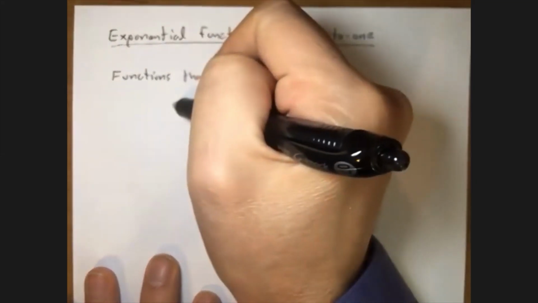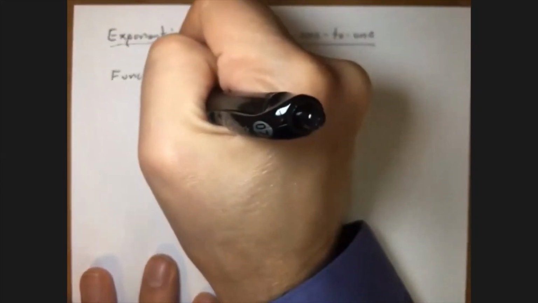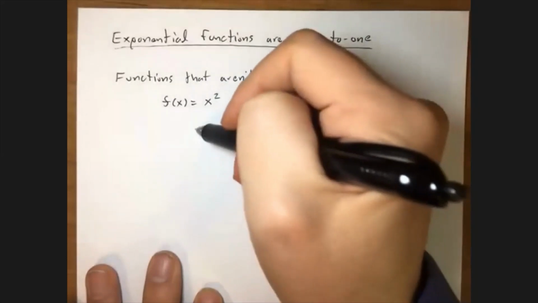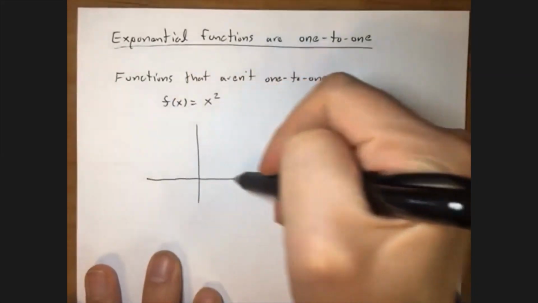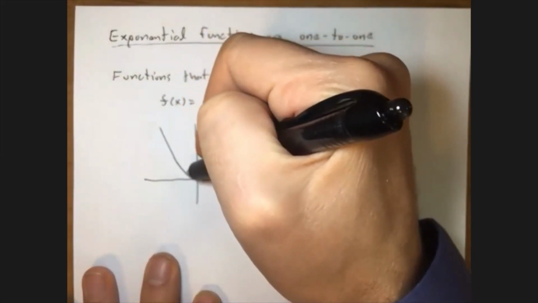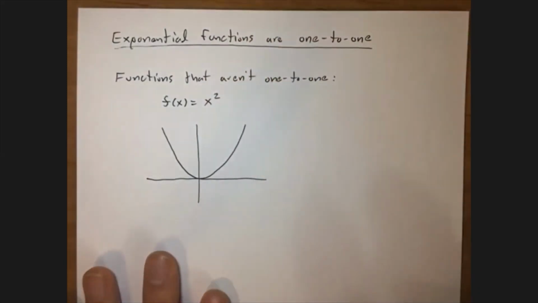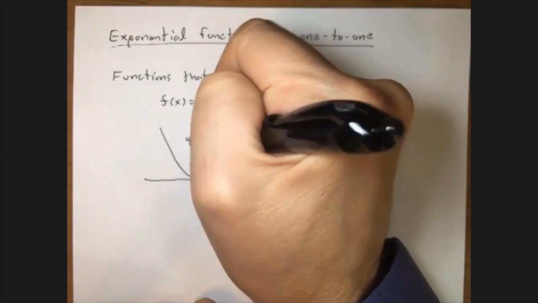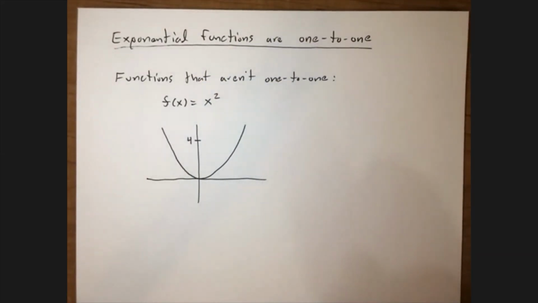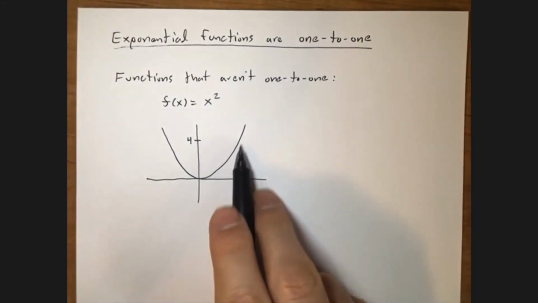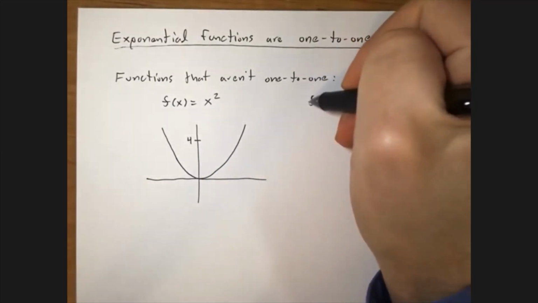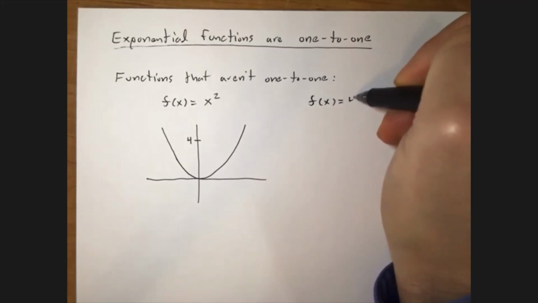So let's look at our first example, which will be f of x equals x squared. We saw a picture of it earlier. It's the parabola, and it looks like this. If I take a value on the y-axis, say the number 4, I can ask, what values of x correspond to that value of y? In other words, what are the solutions to f of x equals 4?